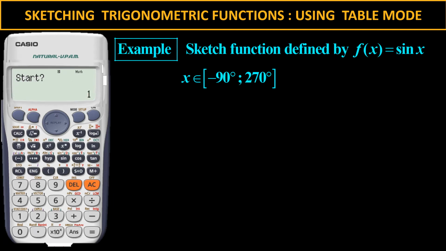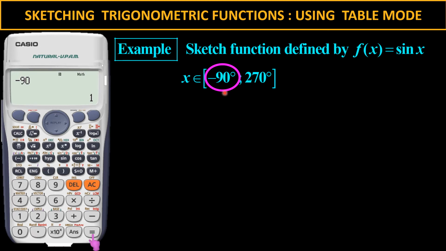If you press equal, you'll now get the word start appearing on your calculator. Start: you look at your domain, and that's negative 90. So my start here is the lower value of my domain, which is negative 90. You enter negative 90, register it, and press the equal. Then you'll see end appearing. That's the upper limit of your domain, which is 270. So you enter 270, and you press the equal.